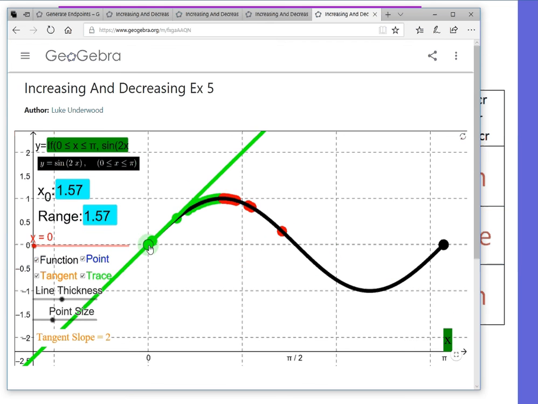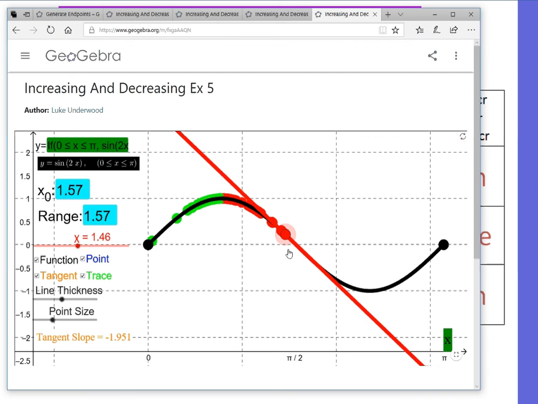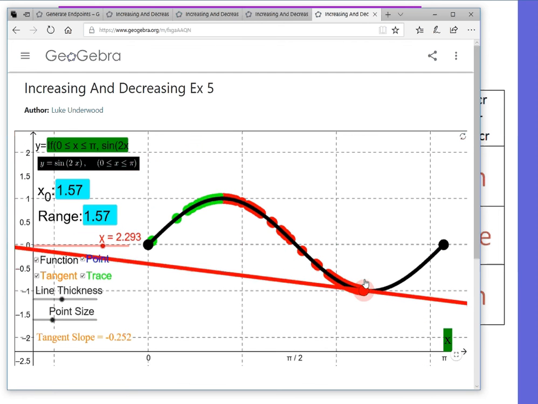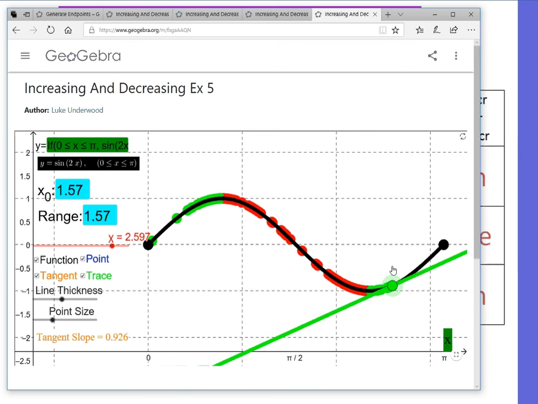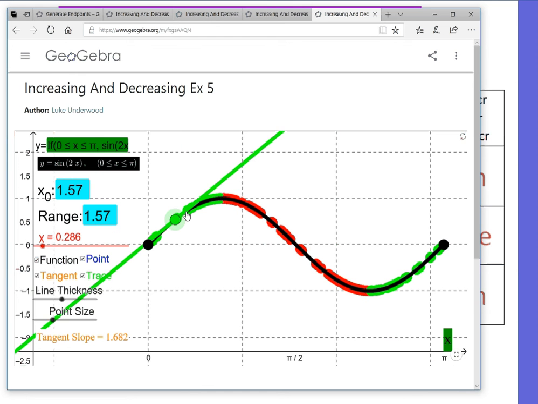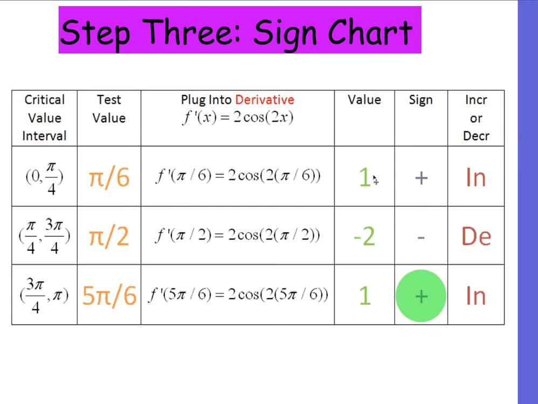So it increases from 0 to pi over 4 and then starts to decrease from pi over 4 all the way to our next critical value, 3 pi over 4. And then we can see that it starts increasing there until it gets to pi. So there's our graphical confirmation of the chart we just generated. Goes from increasing to decreasing to increasing. You can see the relationship it has too with the tangent line.